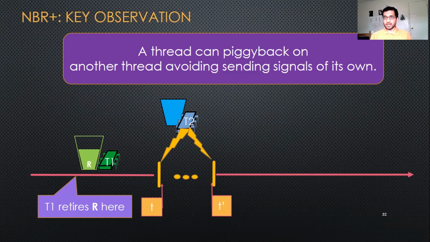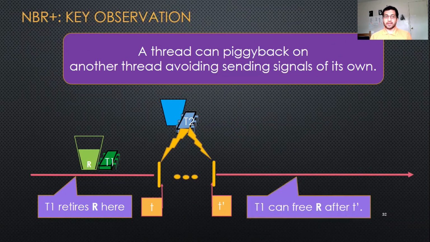Now, when these signals are sent, by virtue of the reader-reclaimer and writer-reclaimer handshake, it is guaranteed that every thread would either restart, or if it does not restart, it would reserve its pointer. So that implies that every thread after time t prime would either discard its pointer to the record R, which was retired before time t, or would have it reserved in its reservations. So T1 can free this record R if it is not reserved after time t prime. So if T1 can somehow observe this time interval t and t prime, where thread T2 has started and finished sending signals, then it can reclaim some of its records in its private buffer without sending signals of its own. This is how one thread can piggyback on another and reduce the number of signals which are required to be sent.